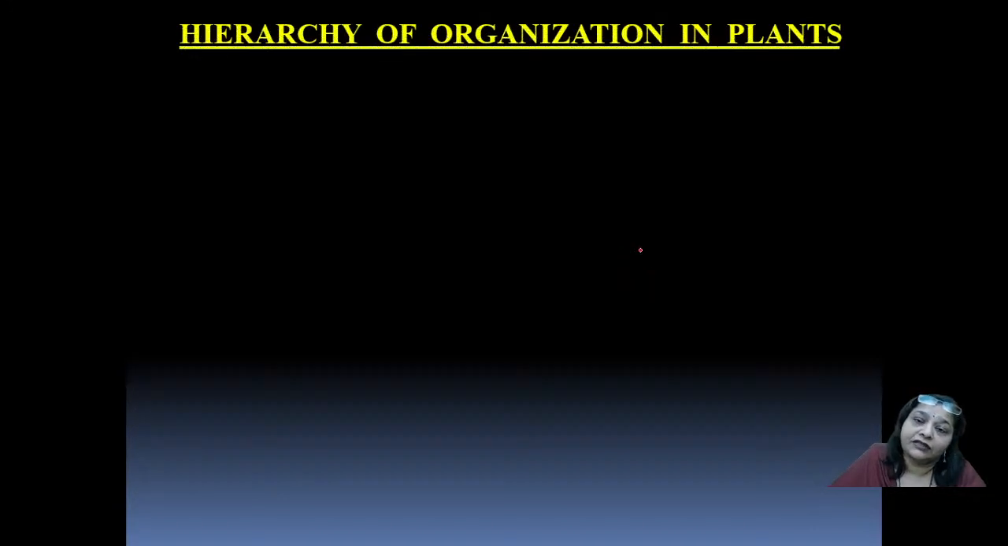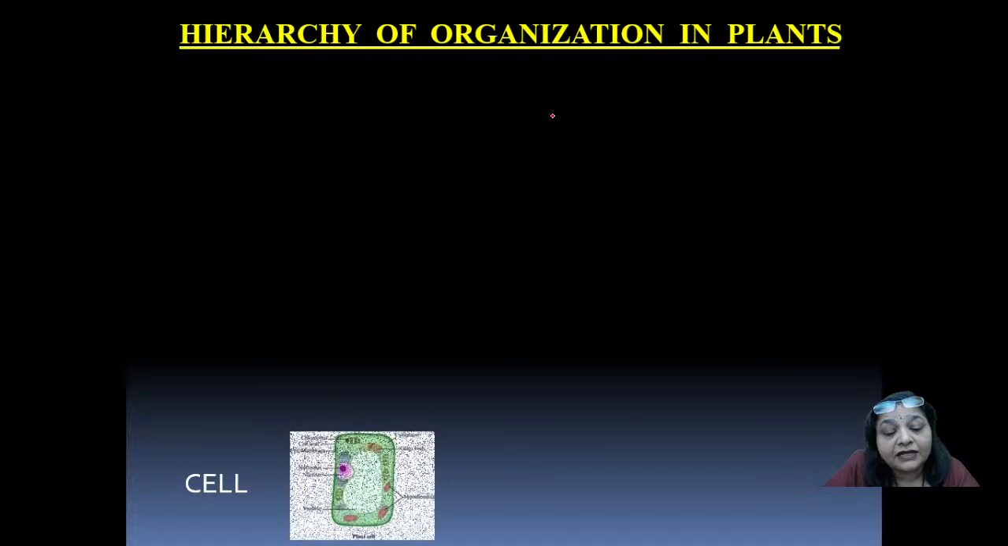Okay, today we are going to start with the plants, the hierarchy of organization in plants. We saw the hierarchy of organization in organisms in general. Today let us see the hierarchy of organization in plants. Now, even plants are living things. They are living organisms, and they are also made up of the basic structural and functional unit called the cell.